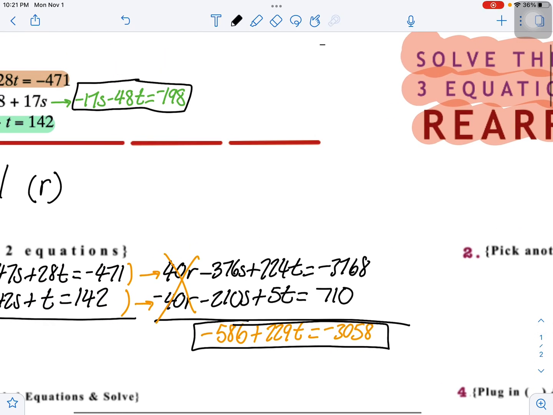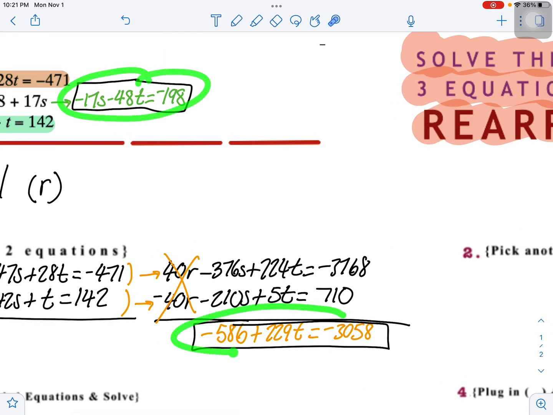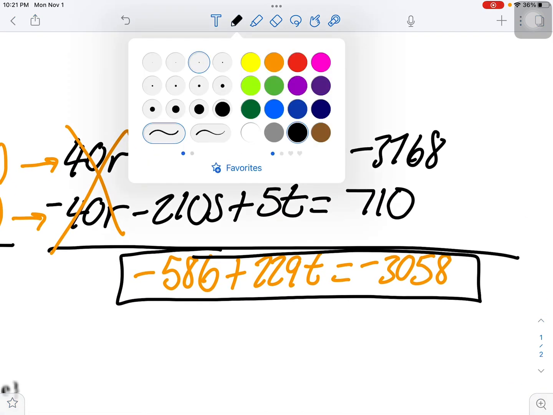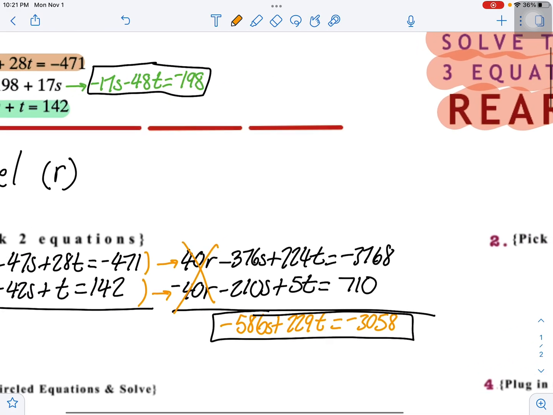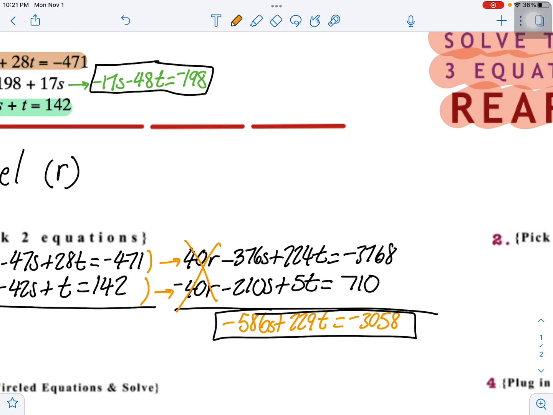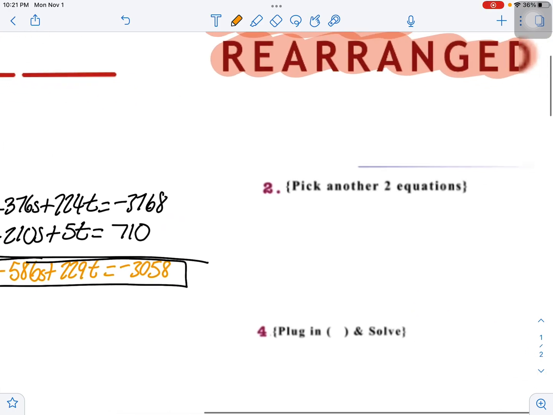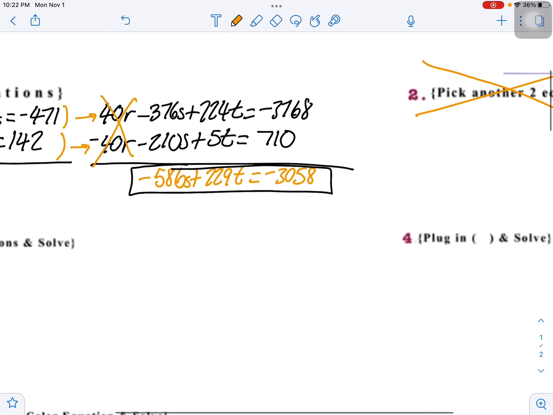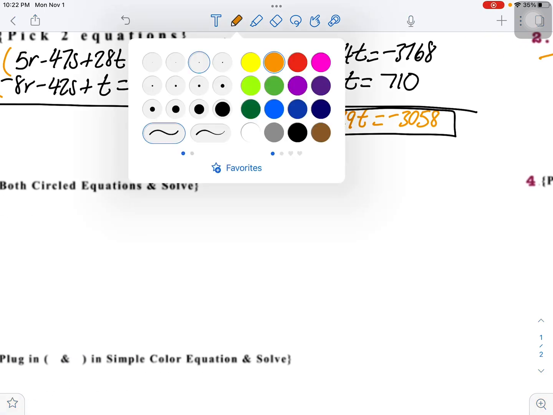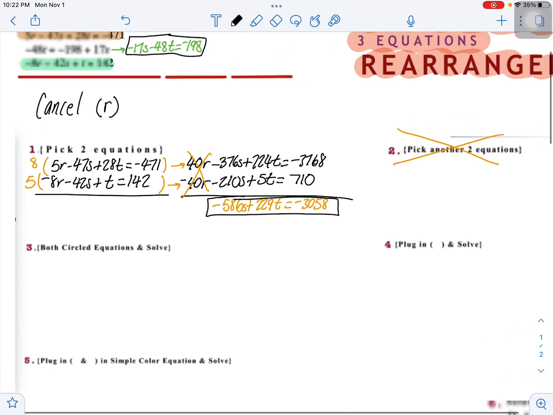Step 2 says pick another two equations, but look, we already have two boxes for step 3. So there's no need. And actually, I forgot my s here, right? You're probably thinking, Mister, you forgot s. There it is. All right. So we can skip step 2. And let's go straight to step 3.